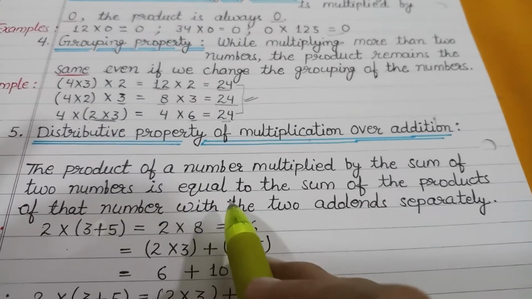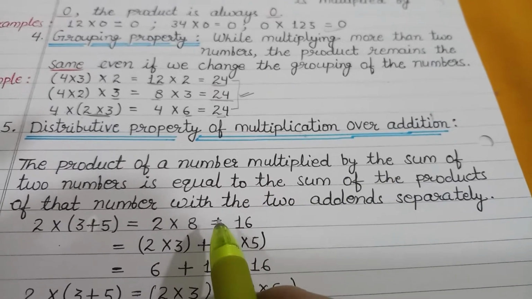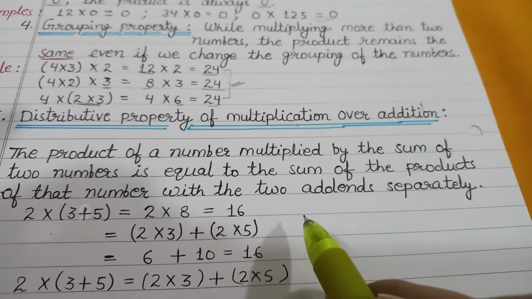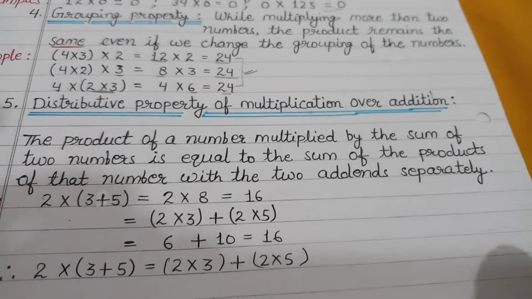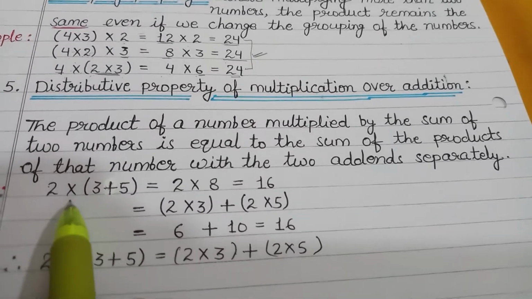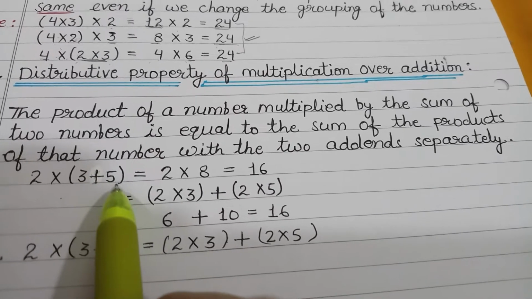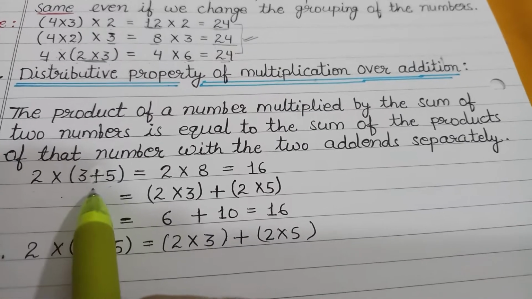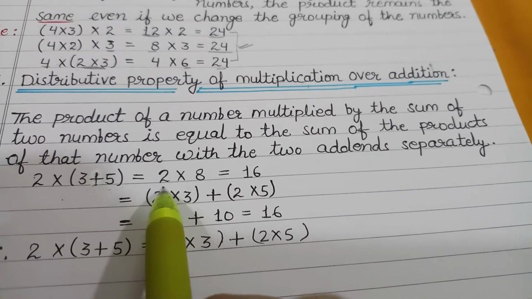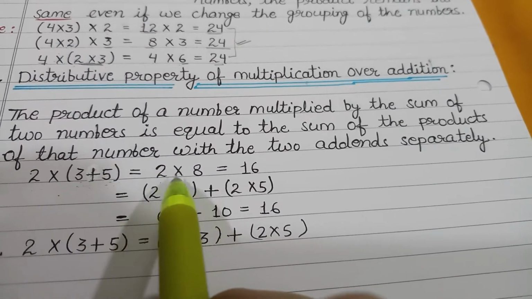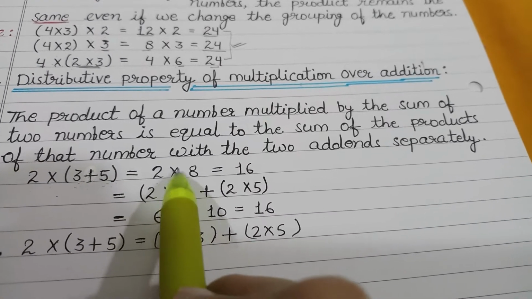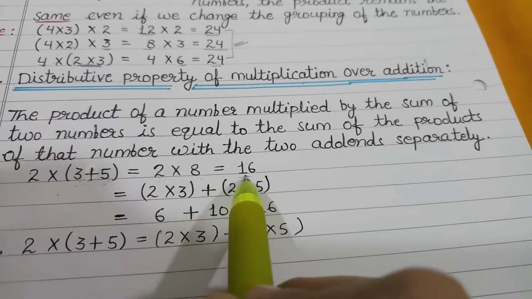The product of a number multiplied by the sum of two numbers is equal to the sum of the products of that number with the two addends separately. This we will understand by example. See here, pay attention. 2 multiplied by (3 plus 5) is equal to, first we will solve the bracket, 2 as it is, multiply by 3 plus 5, 8. So now here is the multiply sign. So we will solve this. 2 multiplied by 8, 16.